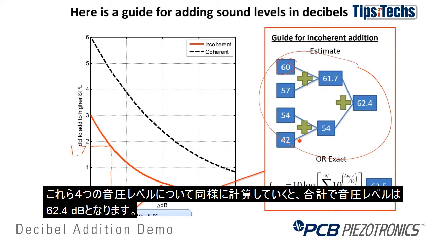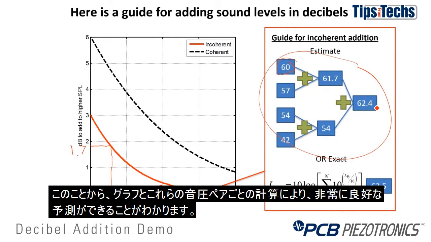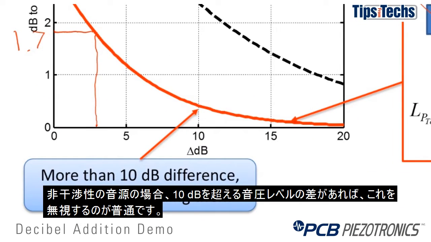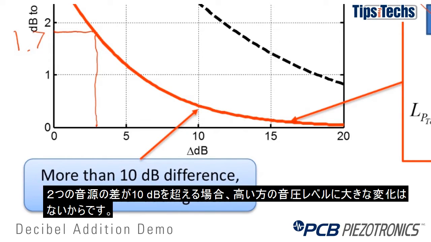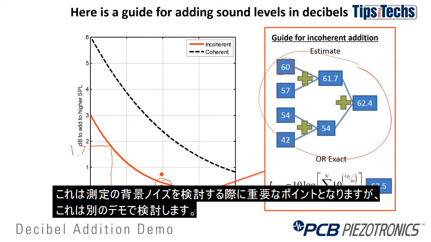If we do that for all 4 of these levels and do a pairwise addition, we end up with a total sound pressure level of 62.4 dB. And if we were to run the exact equation to add sound pressure levels, which you see on the bottom here, we'd get a level of 62.5 dB. So we get a very good estimate using our approximation curves and this pairwise addition process. Note that for incoherent sources, we typically ignore any sound pressure level difference greater than 10 dB, since 2 sources more than 10 dB apart do not significantly add level to the higher SPL. This becomes an important point when discussing background noise in our measurements, which we'll discuss in a different demonstration.